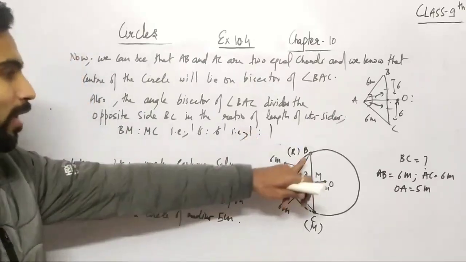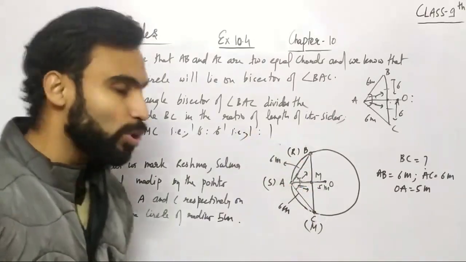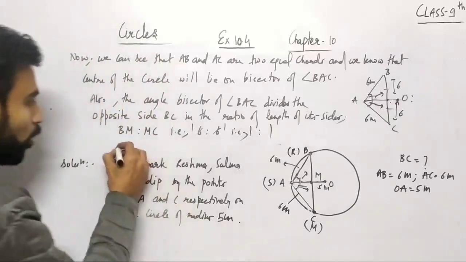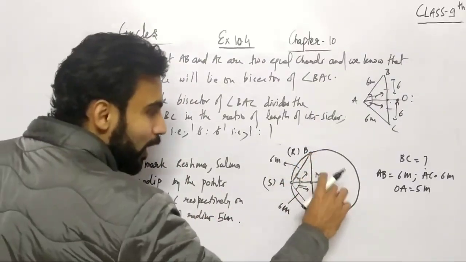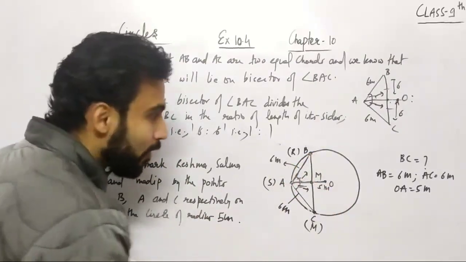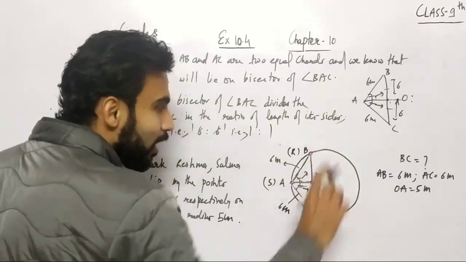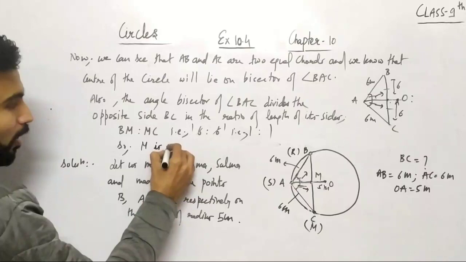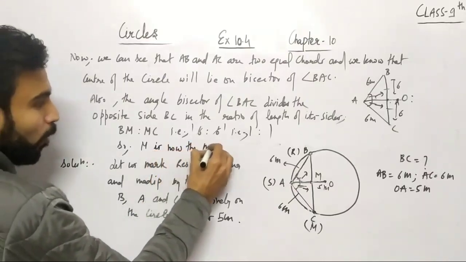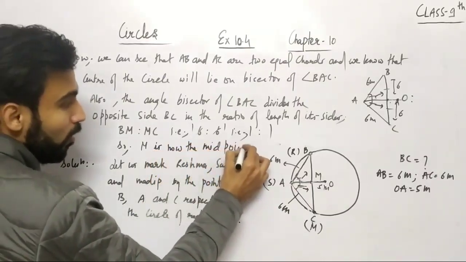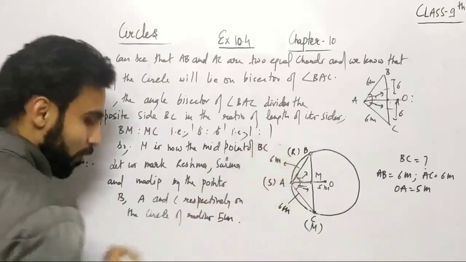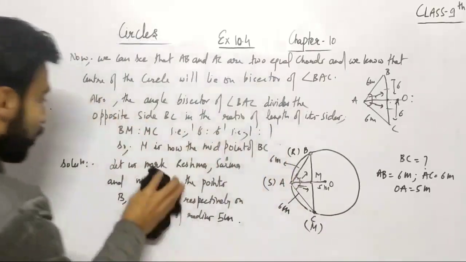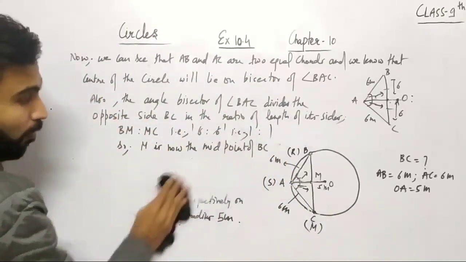You can see here, यहाँ पे BM और MC जो है वो 1:1 में डिवाइड होगी. So अगर ये 1:1 में डिवाइड होगी यानी कि दोनों को इक्वल पार्ट्स में डिवाइड कर दिया, that means M क्या हो गया, इस BC का मिड पॉइंट हो गया, राइट? So M is now the midpoint of BC, right? So let me just make some space below.